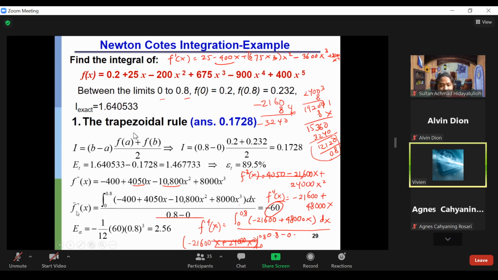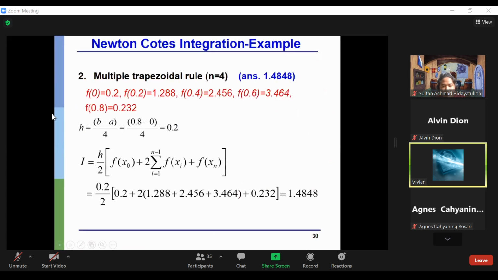Yes, because we want to find the average of the fourth derivative in the interval. So that will be the same formula in calculating this. But we have to find the fourth derivative first, and then we do the average by doing the integration and then divide it by the interval length. Yeah, it should be like this.